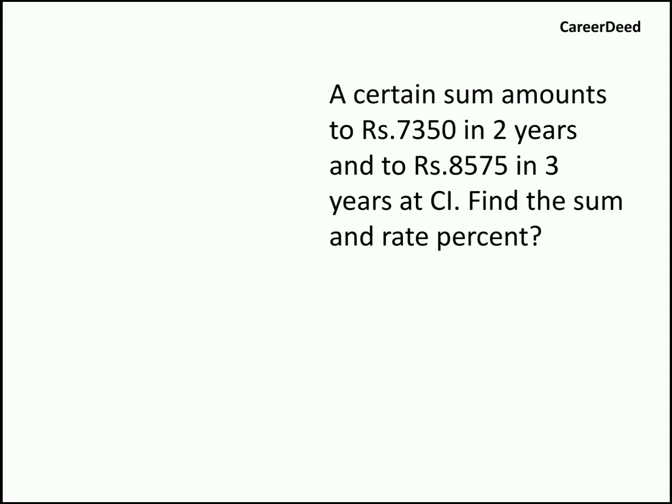A certain sum amounts to rupees 7350 in 2 years and to 8575 in 3 years at compound interest. Find the sum and rate percentage. So this question is based on compound interest. In session 2 we discussed the compound interest concept, right? So for your understanding, let me recap it.